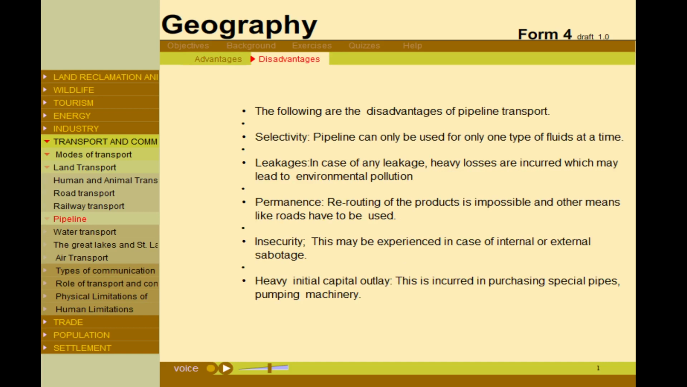Permanence. Rerouting of the product is impossible and other means like roads have to be used. Insecurity. This may be experienced in case of internal or external sabotage. Heavy initial capital outlay. This is incurred in purchasing special pipes and pumping machinery.